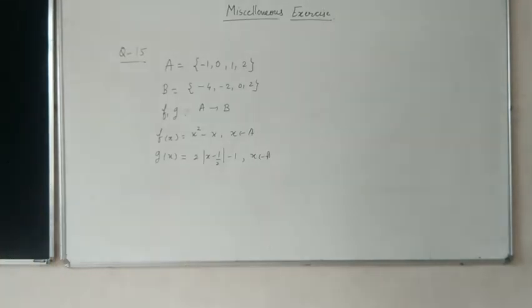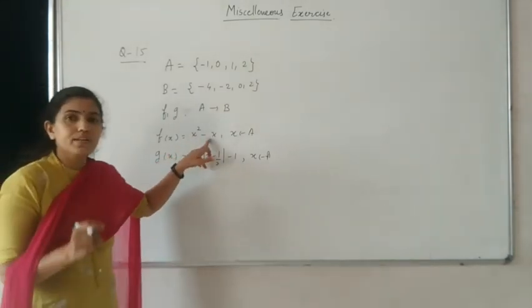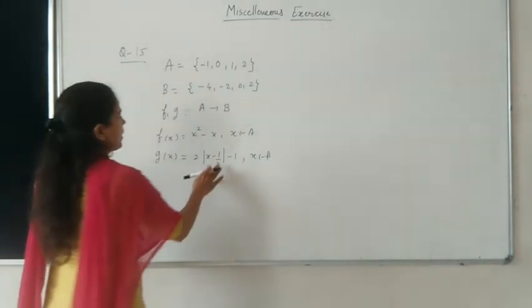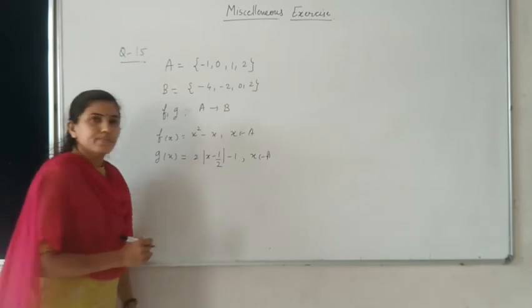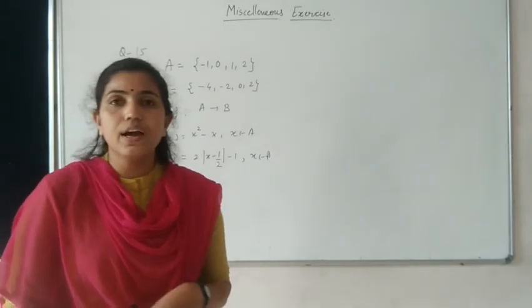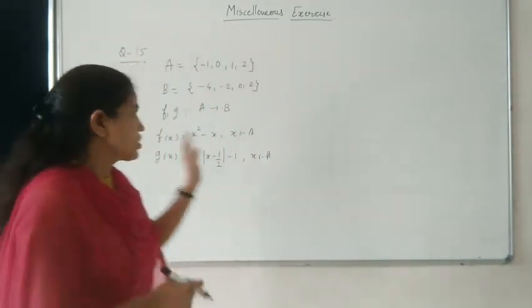So the next question is question number 15. Now what is question number 15? Let A be equal to {-1, 0, 1, 2} and B be equal to {-4, -2, 0, 2}. And f and g are functions from A to B defined as f(x) = x² - x for all x belongs to A, and g(x) = 2|x - 1/2| - 1. Are f and g equal? The question is whether these two functions are equal.